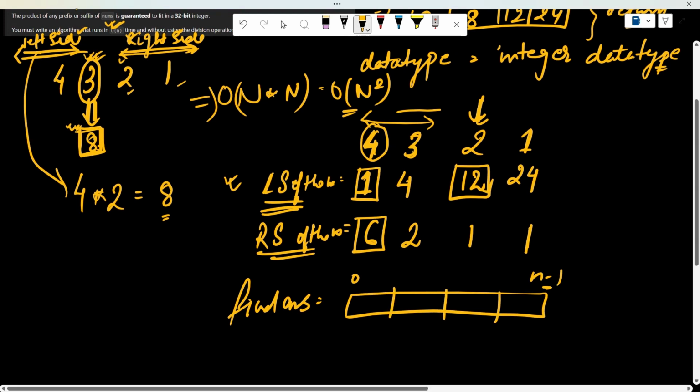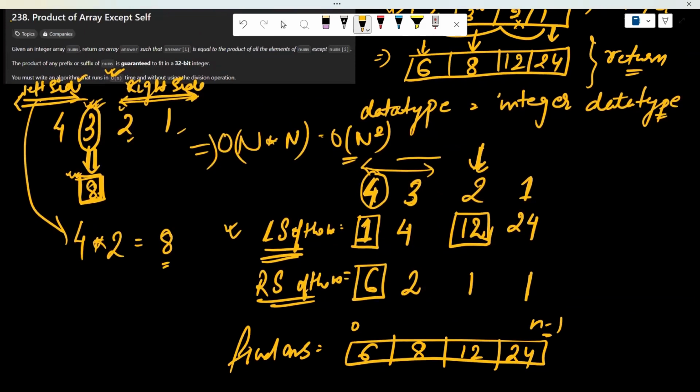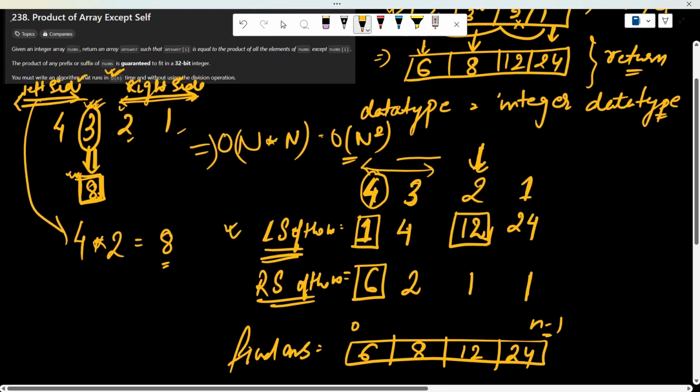If we multiply 1 and 6, it will give us 6. 4 into 2, it will give us 8. 12 into 1, it will give us 12. 24 into 1, it will give us 24. So we can see the answer is matching. So 6, 8, 12, 24, 6, 8, 12, 24.